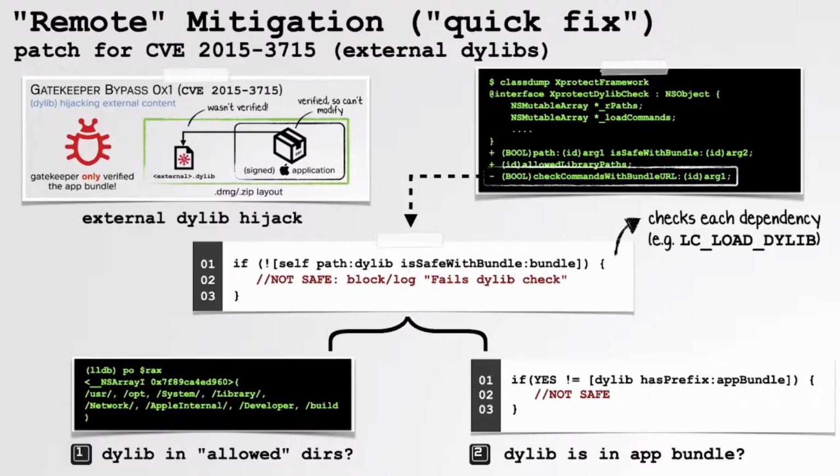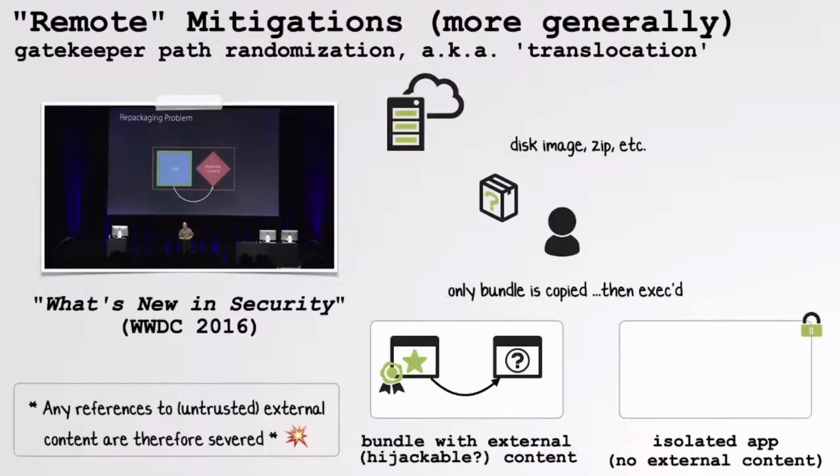So in 2015, when Apple pushed out this patch, I reverse engineered the XProtect framework and saw what they did. They basically added two checks that say a dynamic library has to be a trusted system one, or exist within the context of the application bundle. And this was a good start, but actually Apple very quickly realized this was really not the main issue.